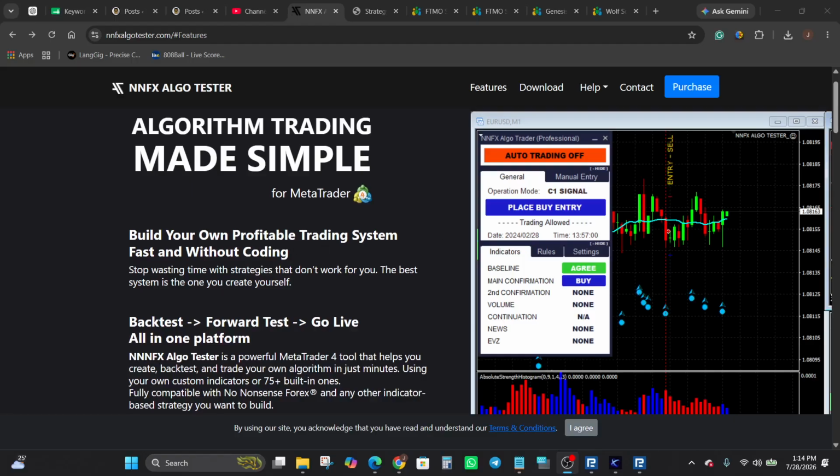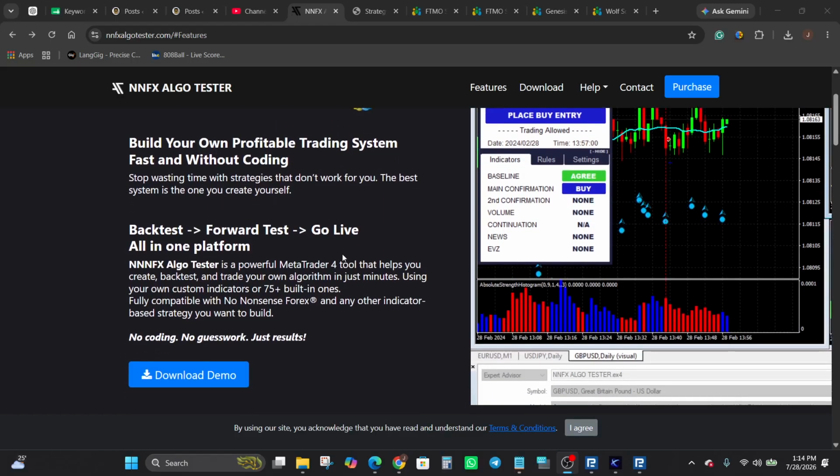So the website explains the overall workflow as backtest, forward test, and then go live, all within the same ecosystem. So the idea is to develop a strategy, evaluate it through historical testing, and then move into forward testing before considering live trading.